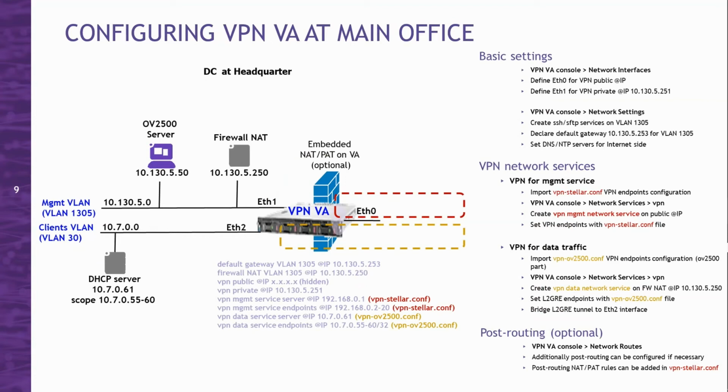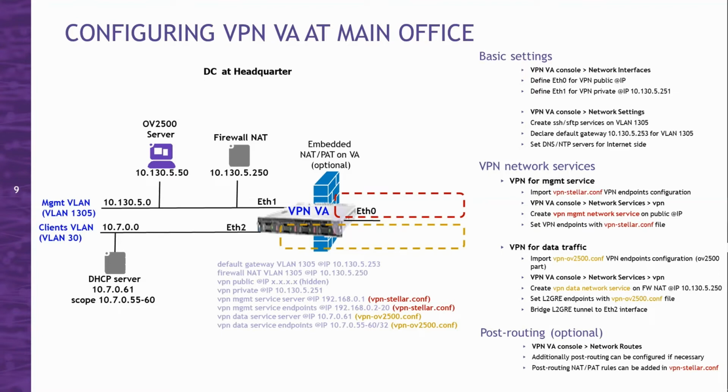VPN server configuration. All VPN VE management in the main office is done via the VPN server console. Once the VPN VM is installed, the console is accessible from the hypervisor. The slide highlights key management points to be performed on the server. The first step is to set up basic settings and define network interfaces: Ethernet 0 with the public address of the server, and Ethernet 1 connected to VLAN 1305 with the private address of the server. We also declare the default gateway for this VLAN.